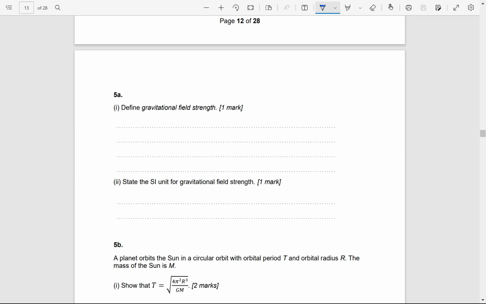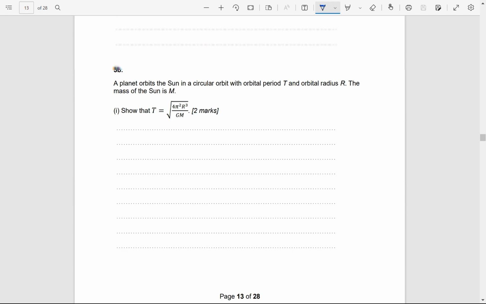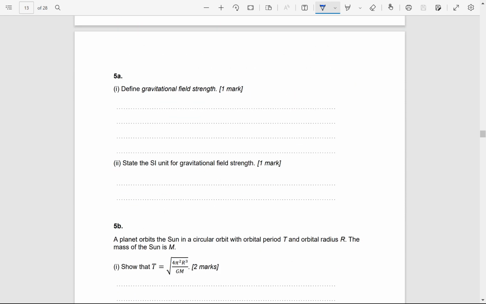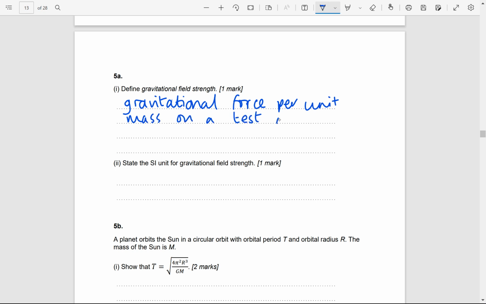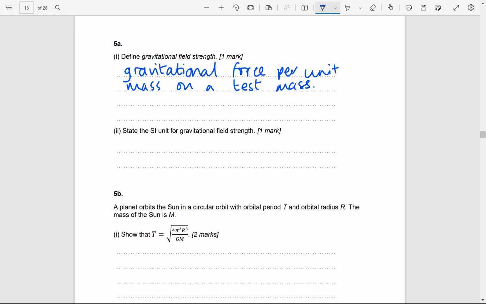Five A, define gravitational field strength. It's one of those recall ones. It's an easy mark to grab, so please take it. It's yours for the taking. g is the gravitational force per unit mass on a test mass. Gravitational force per unit mass on a test mass.